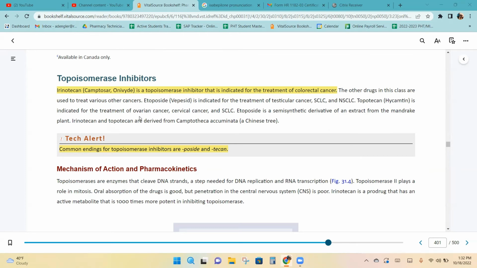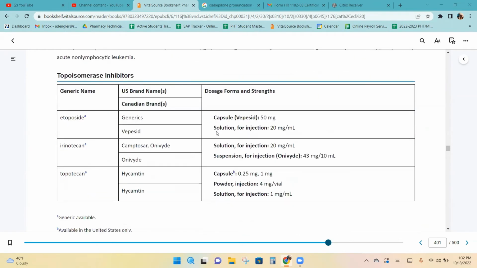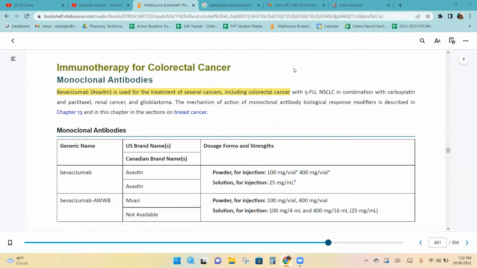Irinotecan and topotecan are derived from Camptotheca acuminata, a Chinese tree, if that's how you say it. Common endings for topoisomerase inhibitors are -poside and -tecan. And then we have our list here. It looks like the Hycamtin and the etoposide are available as capsules and solution for injection. The Camptosar is only available as a solution for injection.